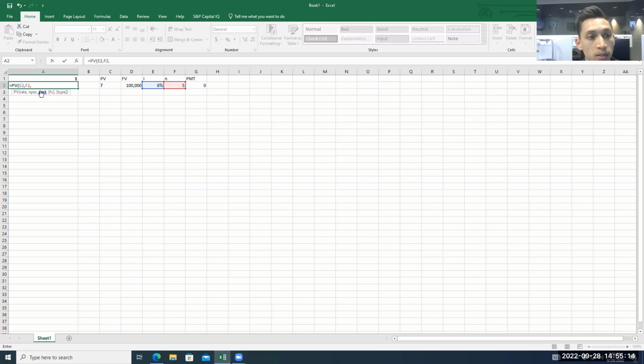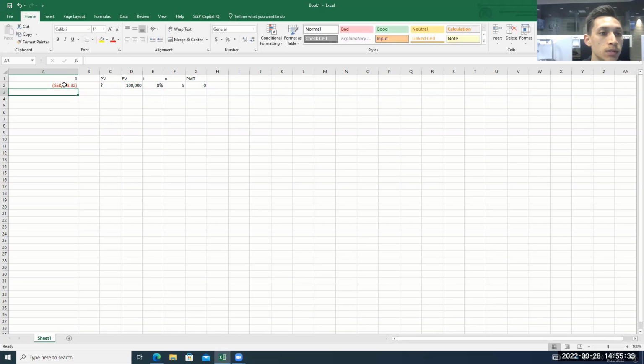And now it's asking for the payment. Like I said, we don't have the payment, but it's good to visualize it. The future value, it gives us $100,000 as the future value. And type, we don't really need to worry about type, at least right now. So you can either close parentheses or you can just press enter.